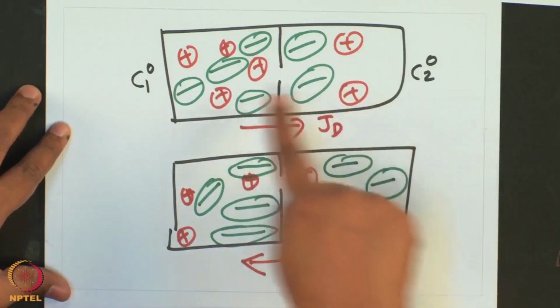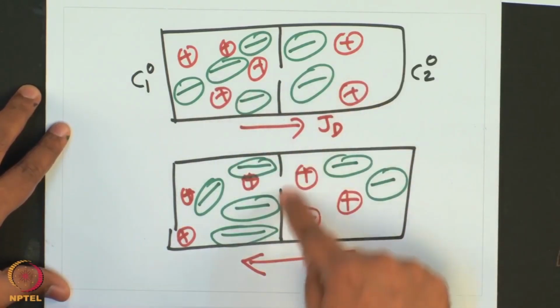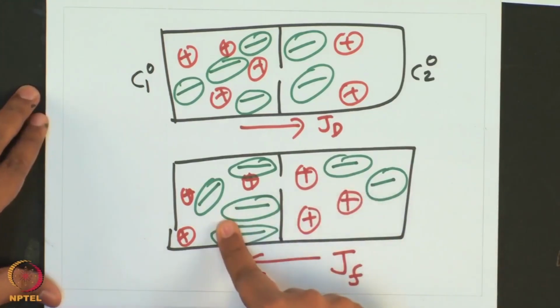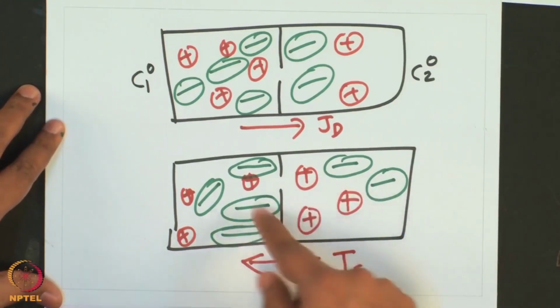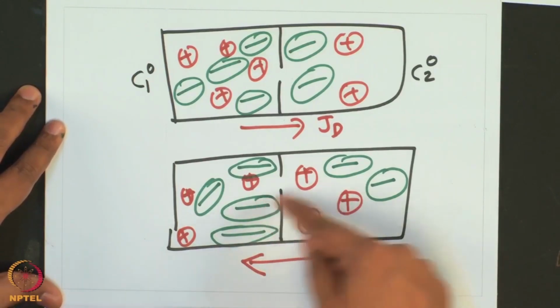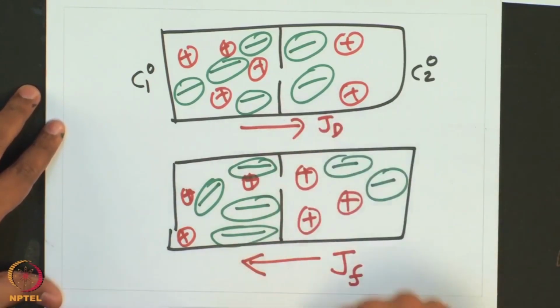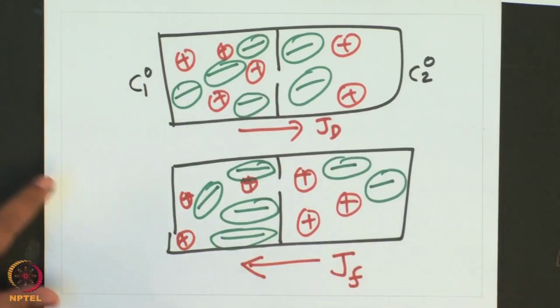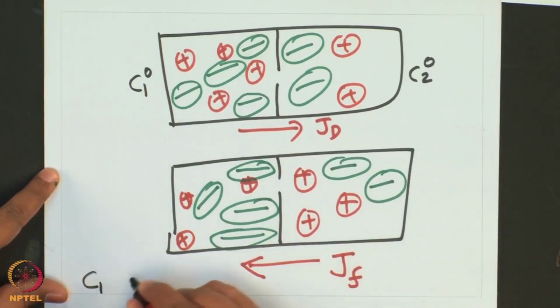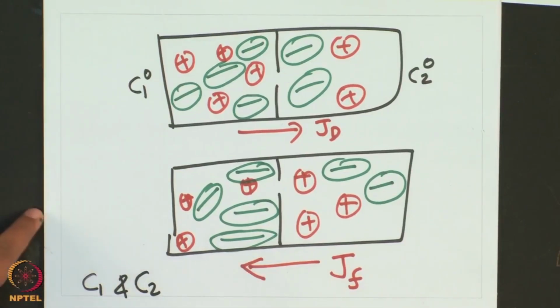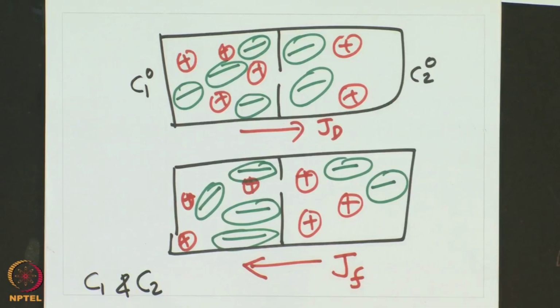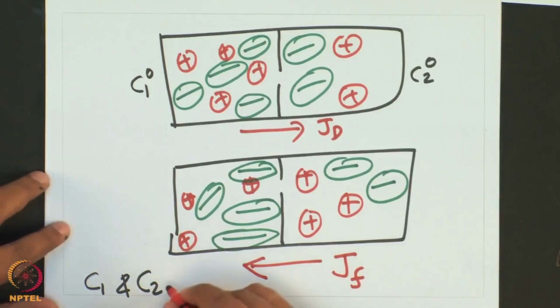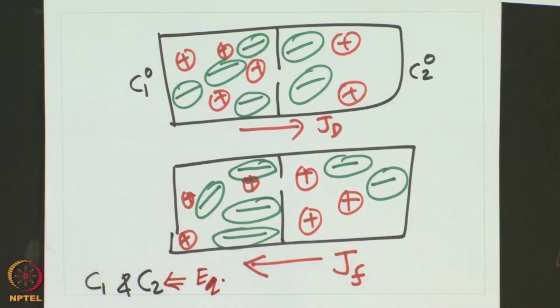So, there will be a diffusion of plus ions, and since the plus ions increase on one side and minus ions are more on the other, they will be pulled back because there is more negative charge there. So, there will be a flow back. These two flows balance, and when they balance, you reach the final concentrations C1 and C2. So, C1 and C2 are the equilibrium concentrations when these two flows balance.